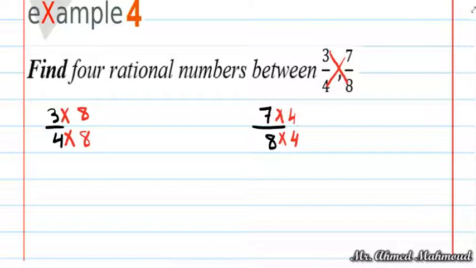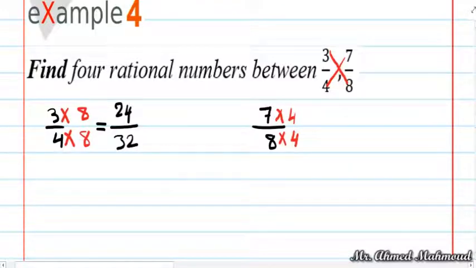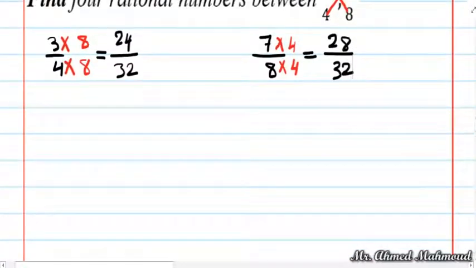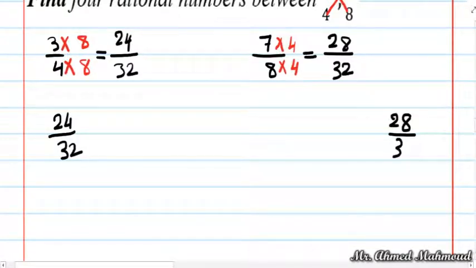The first fraction will be 24 over 32. The second fraction will be 28 over 32. Okay, this is the first step. And the second step: 24 over 32 here, and 28 over 32 here, and count the numbers between 24 and 28.